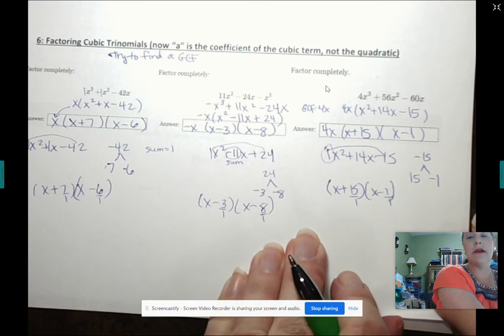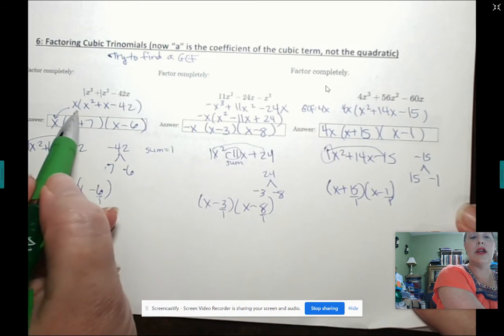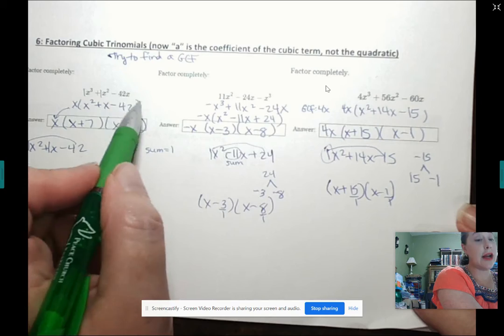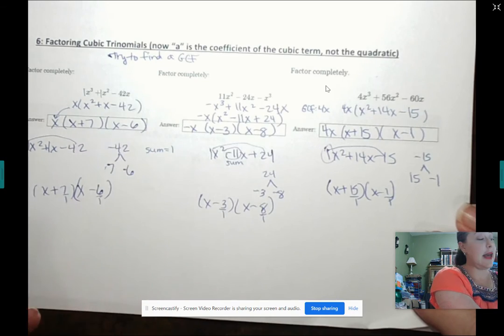Now, every once in a while, you'll get something where you may only be able to take out a GCF and nothing else. There are trinomials that are not factorable. Okay, so just keep that in mind.